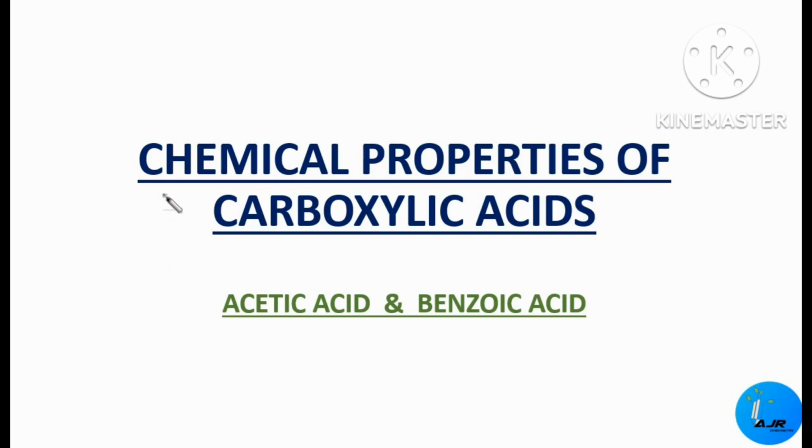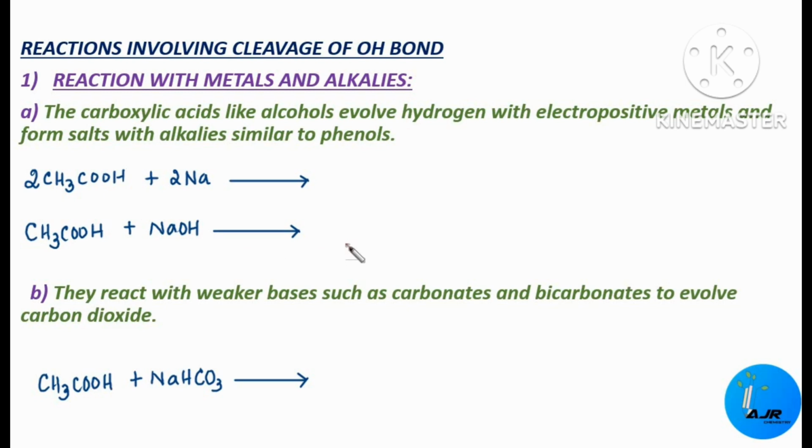In this session, we shall see the chemical properties of carboxylic acids. In the chemical properties of the carboxylic acids, we have four different sets of reactions. That is reactions involving the cleavage of OH bond, reactions involving the cleavage of C-OH bond, reactions involving the COOH group, and also the substitution reactions in the hydrocarbon part. So based on these different categories, we are going to see the reactions now.